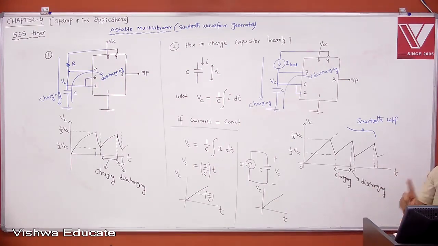I'll give you 1 more minute. Try to complete in a minute. Then I'll explain monostable multivibrator. With that I can say 555 timer is over.